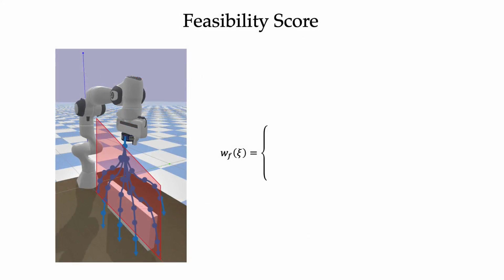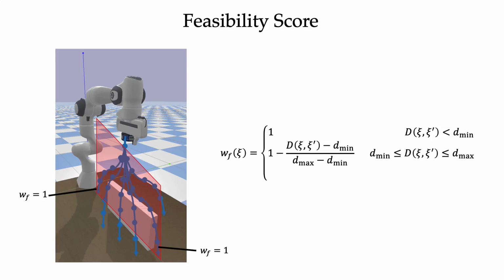We can then define the feasibility by setting the distance lower than d min as 1, setting distance between d min and d max to be between 0 and 1, and setting distance higher than d max as 0. The feasibility can filter out far from feasible trajectories but still preserve some nearly feasible trajectories for learning.